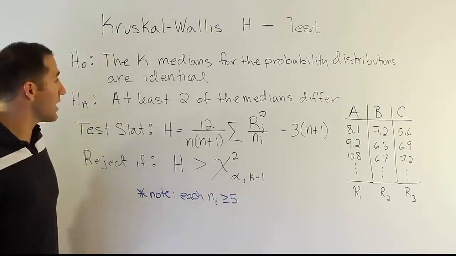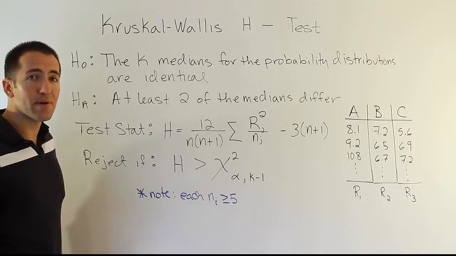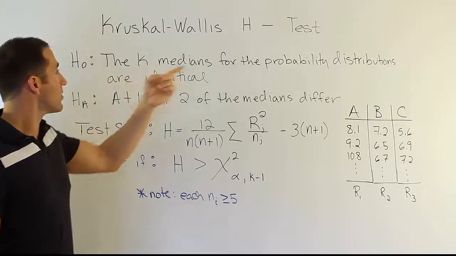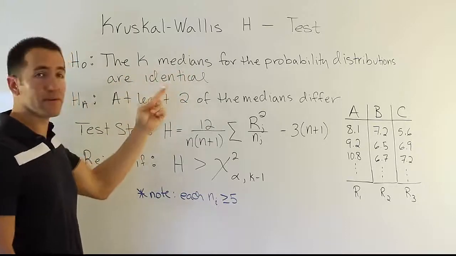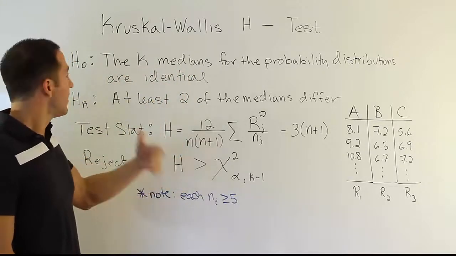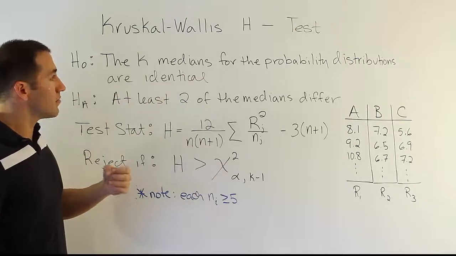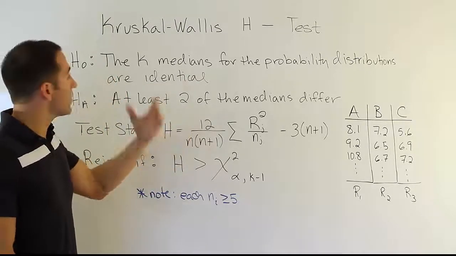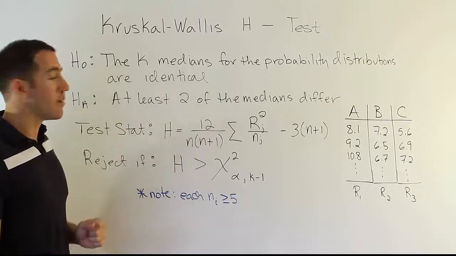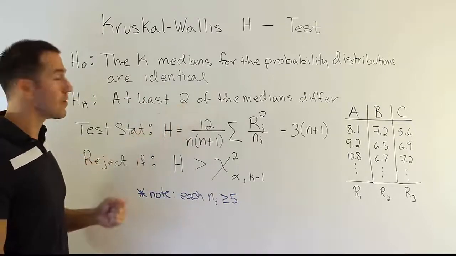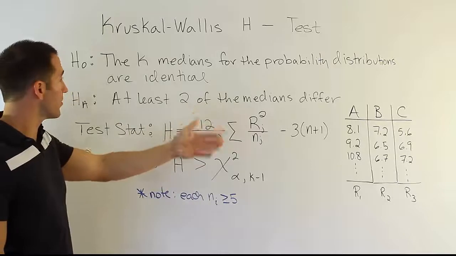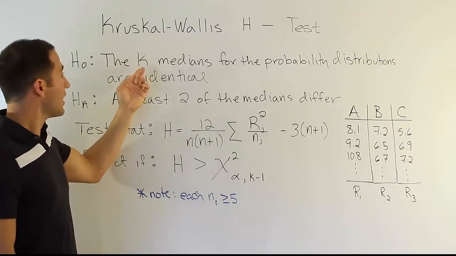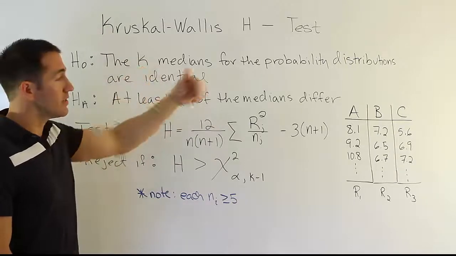Of course, we'll see the mechanics worked out for these specific examples in the problem videos, but here the null hypothesis says the k medians for the probability distributions are identical, so all the medians are the same. This is like in the completely randomized design, where our hypothesis was that all the means are the same. Here we're saying all the medians are the same for the probability distributions of these 3 groups. If there were more than 3 groups, we could have 5, 6, 7, 10, 20 groups, k groups. K, remember, is the number of treatments that we have.